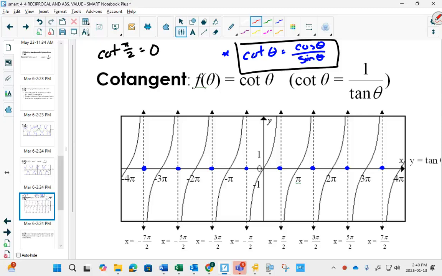So I've drawn tangent. Wherever I have x-intercepts, I'm going to have vertical asymptotes. Because wherever I have x-intercepts for tangent, I also have that sine theta is equal to 0. And those would be non-permissible values for cotangent, no matter what.